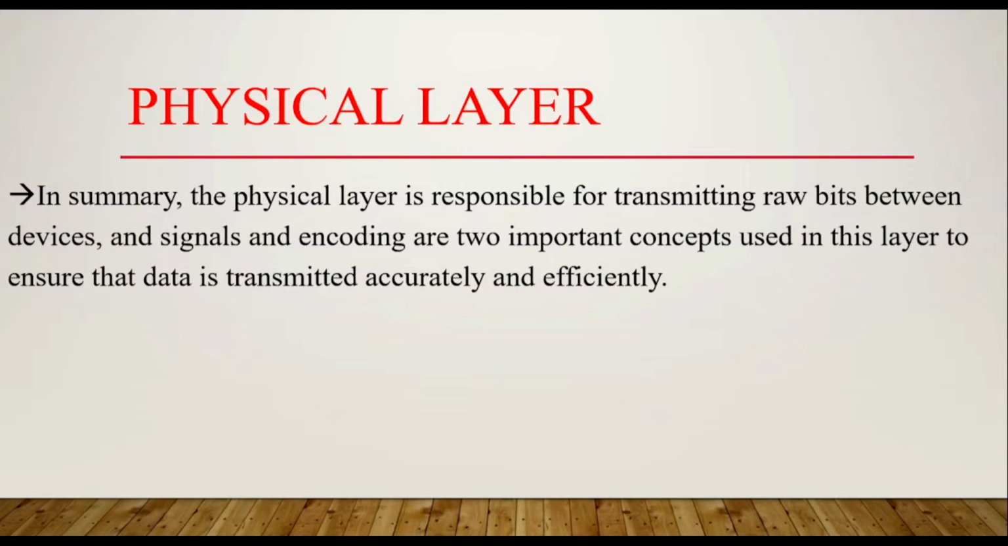So in summary, we can say that the physical layer is responsible for transmitting raw bits between devices, and signals and encoding are two important concepts used in this layer to ensure data is transmitted accurately and efficiently.